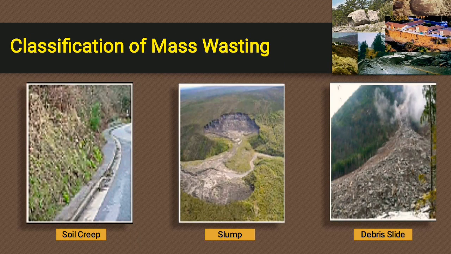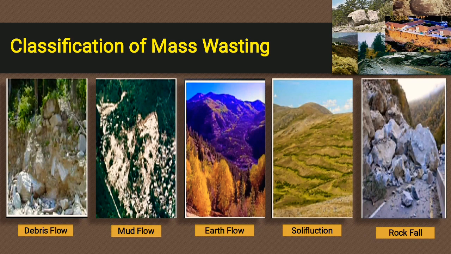And this is some of the classification of mass wasting. We have soil creep, slump, debris slide, debris flow, mud flow, earth flow, solifluction, and rock fall. When we say solifluction, it is a soil flow, the slow flow of saturated soil down a slope.